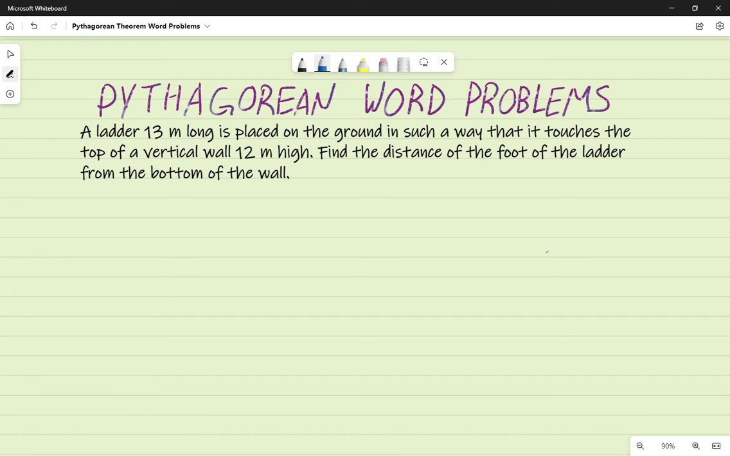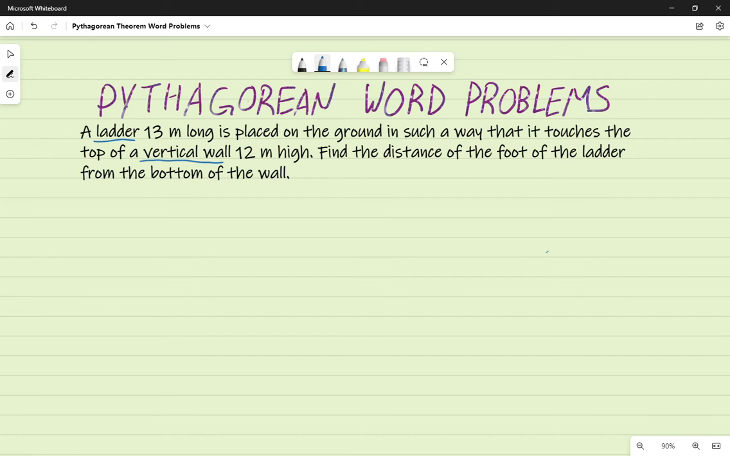I keep telling students that the first thing they should always do is to draw a picture of the problem. So in this problem we have a ladder. We've got a vertical wall and it's on the ground. So let's draw a picture of that.